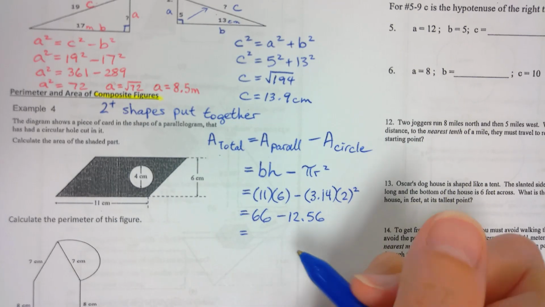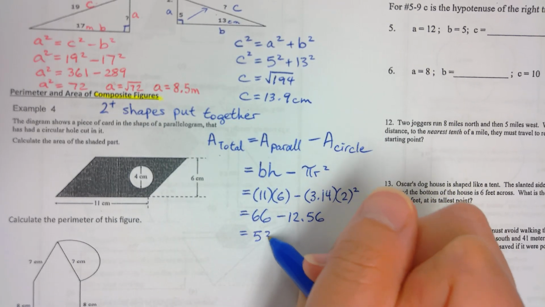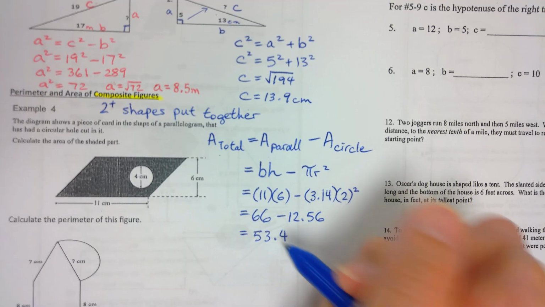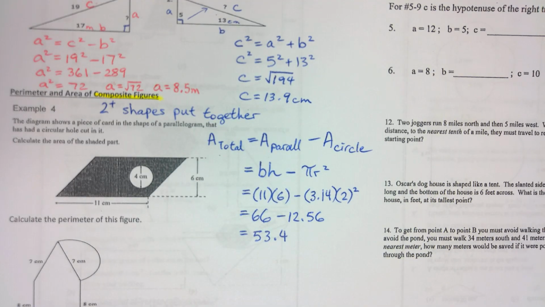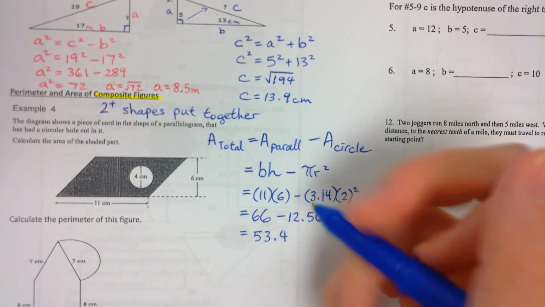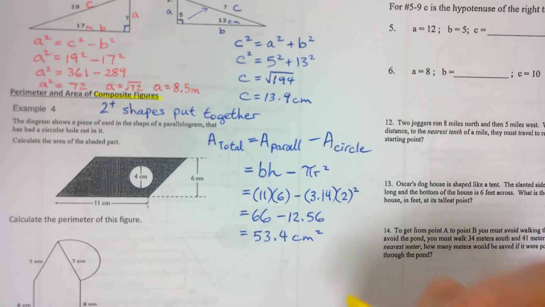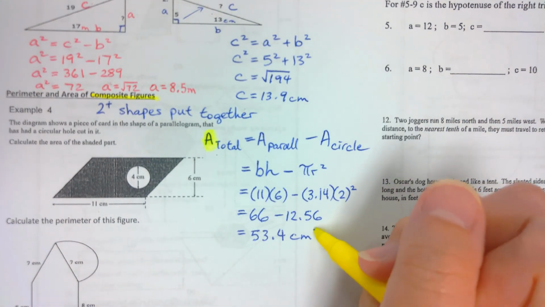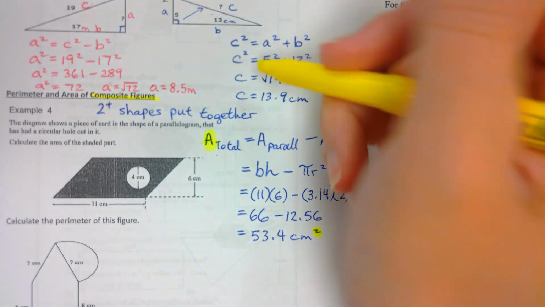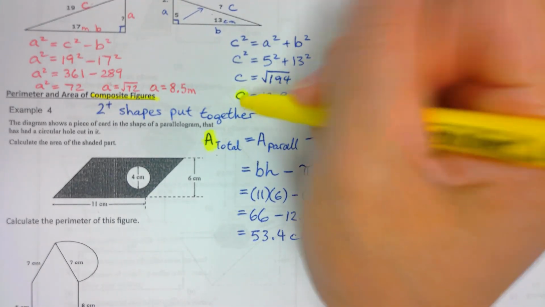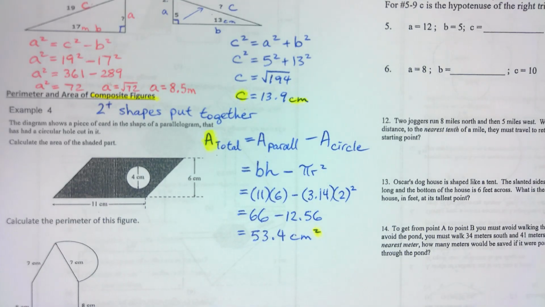So when you subtract it, you get 53.4. We'll round it to 1 decimal place. Okay, full marks? Why not? Still half a mark off. Centimeter square. Why is it square? Area. Area is square. Lengths are just that. Okay.